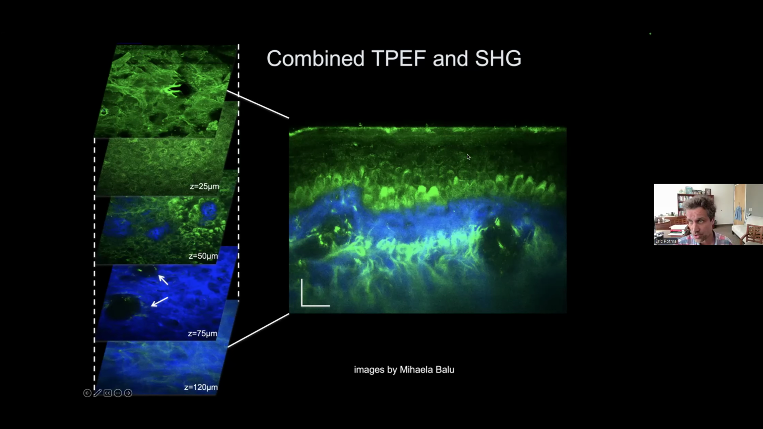basically constitute the epidermis. Sorry, I think this is a very basic question, but why is the dermis blue? The dermis is blue because that is where collagen is found. There's no collagen in your epidermis, and therefore the blue color is the second harmonic generation from papillar collagen in this case.